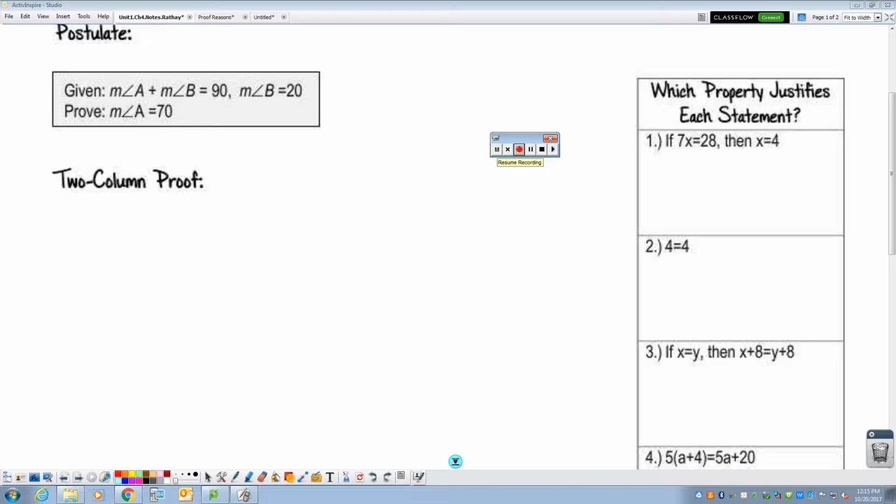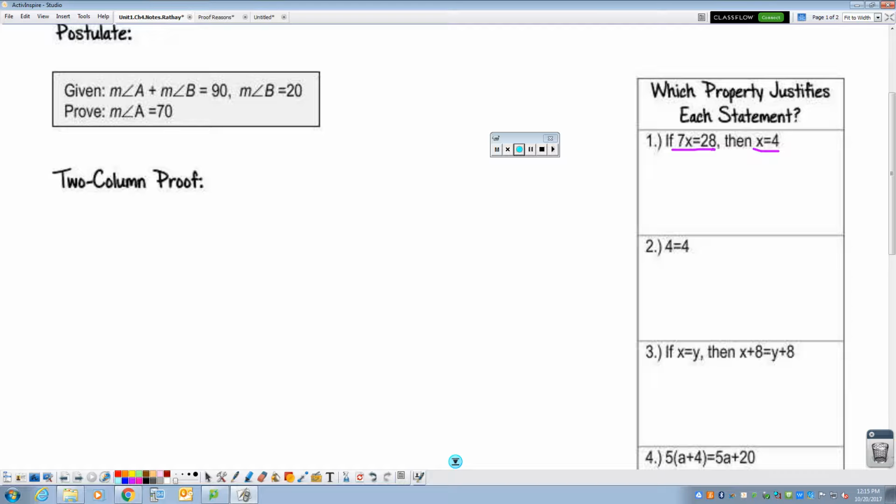So the first proof, we have 7x equals 28. We're getting to x equals 4. What have I done to both sides of that equation to get from here to here? Divide by 7. I divided both sides by 7, so I'm using division.